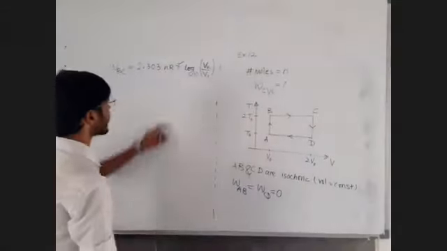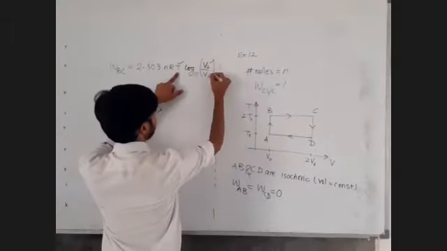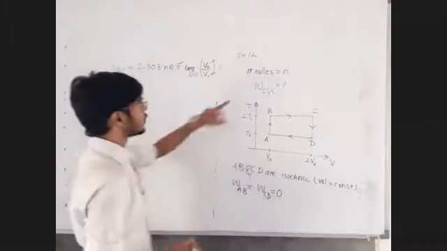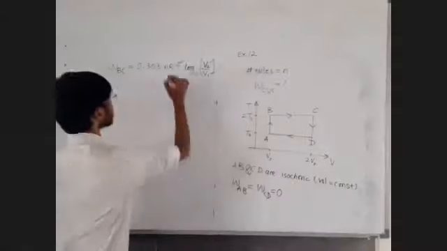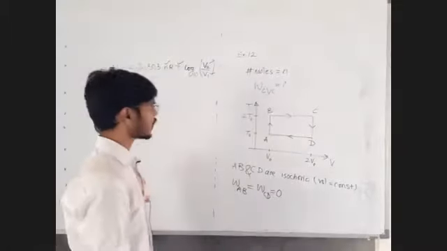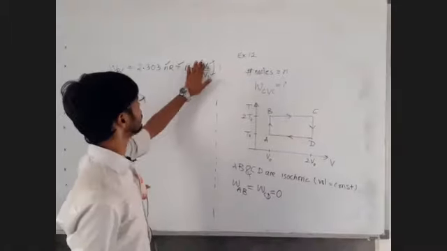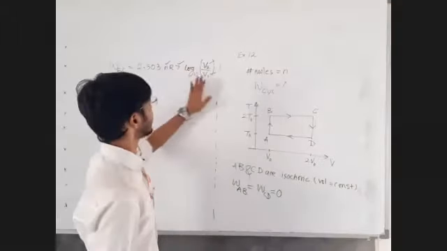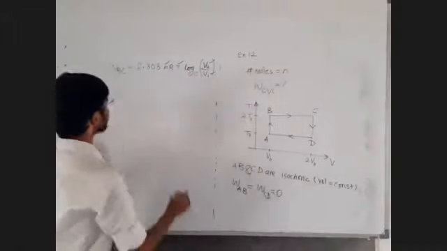Okay, so I am having temperature data, volume data. Number of moles is already given to be equal to n. So we have to find the answer in terms of nRT and V. Okay, so let's try to find it out.